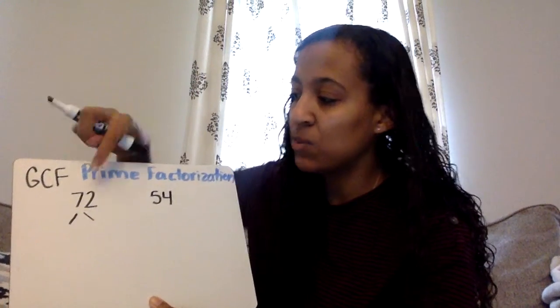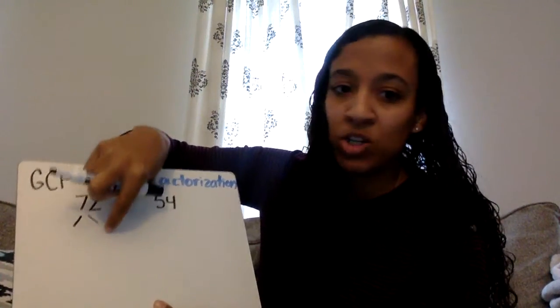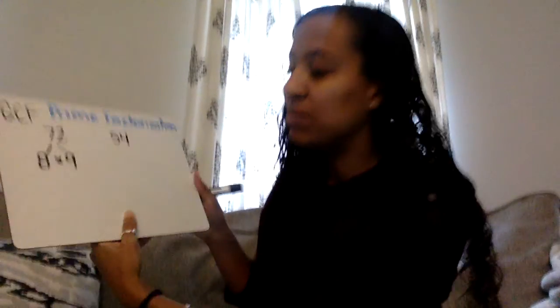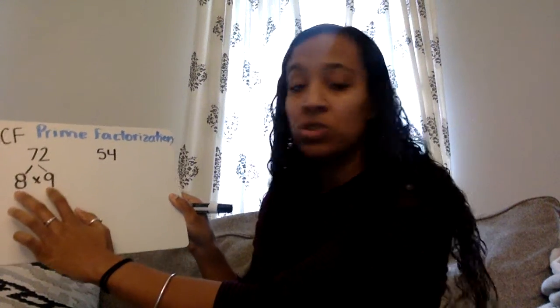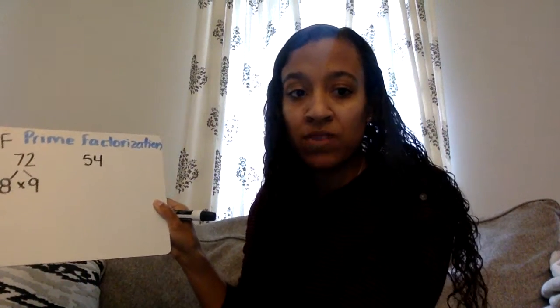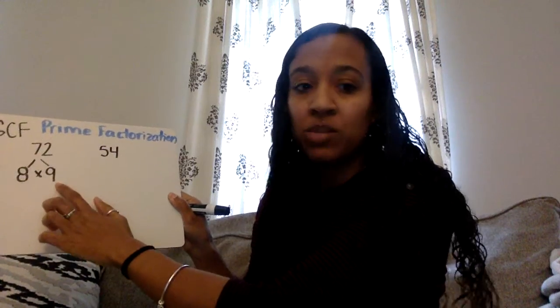Okay, so what that looks like is we think of what two numbers can I multiply to get to 72? What are two factors of 72? I'm going to start with 8 times 9, just because that's like the first one that comes into my head. No matter what you start with, you're still going to always get the same prime factorization. Neither of these are prime numbers, so I'm going to break them down more.